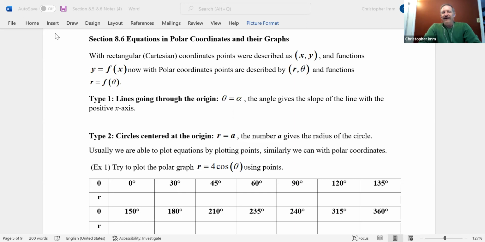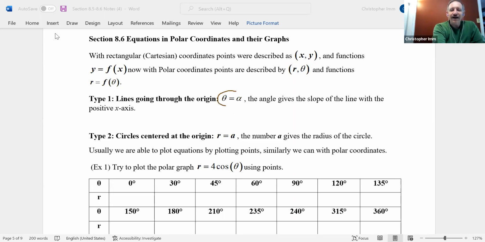Now, with Cartesian coordinates, when you have an x equals something without a y, or a y equals something without an x, you get horizontal and vertical lines. That's the grid for the Cartesian coordinate system. The same thing is true with polar coordinates.